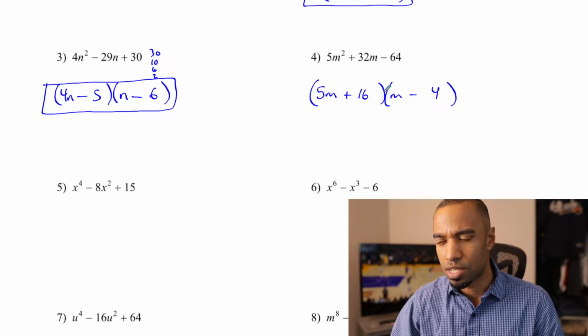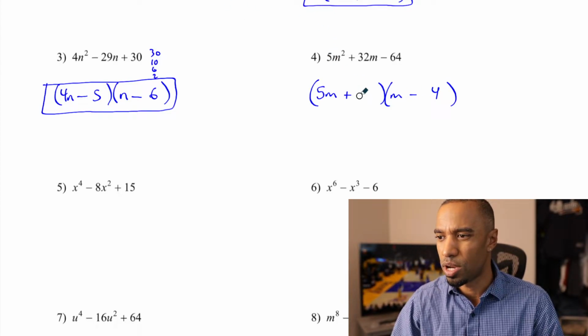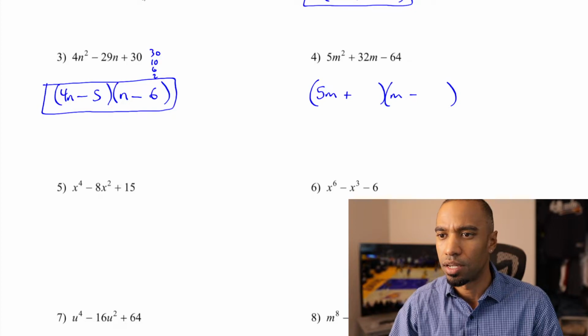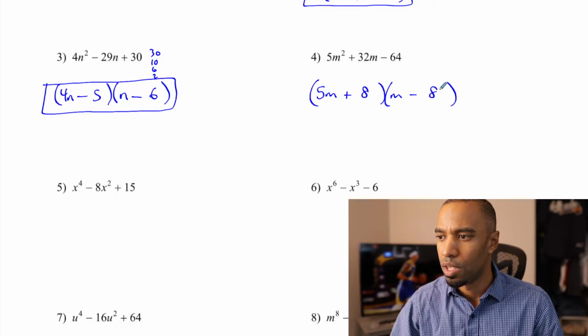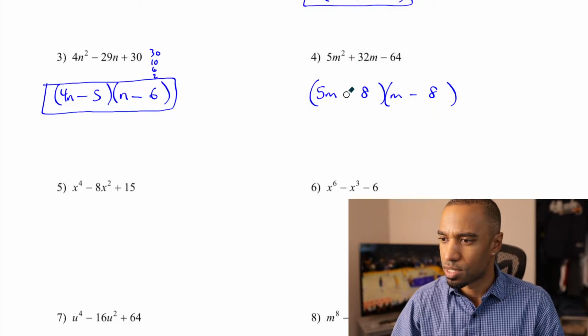4 and 16 is 16m minus 20. No. 16 is too big on the other side. Let's try, I like to go with 8 and 8. Let's start with that. 8 and 8. Actually, 8's going to work. Negative 40 plus 8 is negative 32. So I need to switch these signs here.